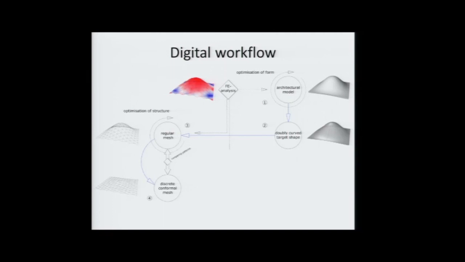At this stage, a discrete conformal 2D mesh has to be generated. So we start with the 3D mesh in the middle, left side, and we create a conformal two-dimensional mesh. To do this, there are several computational methods. We used Varilab for this process.